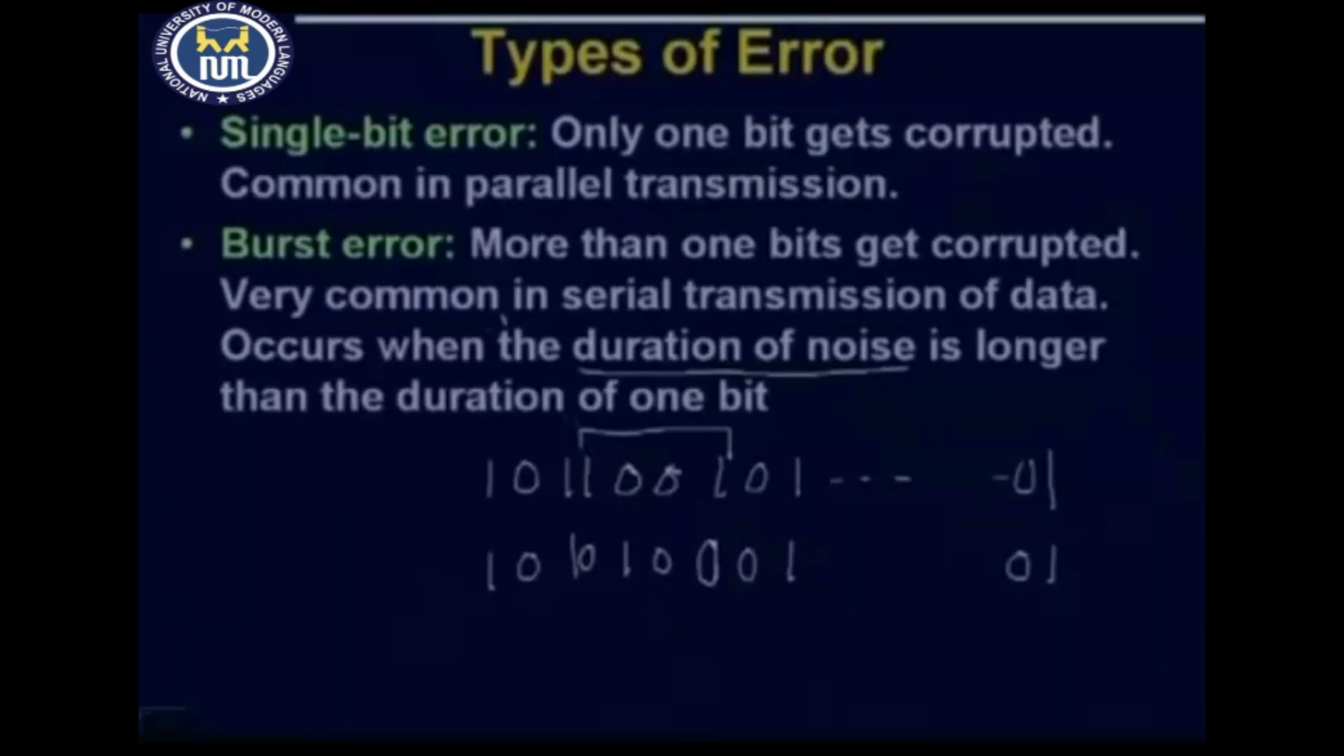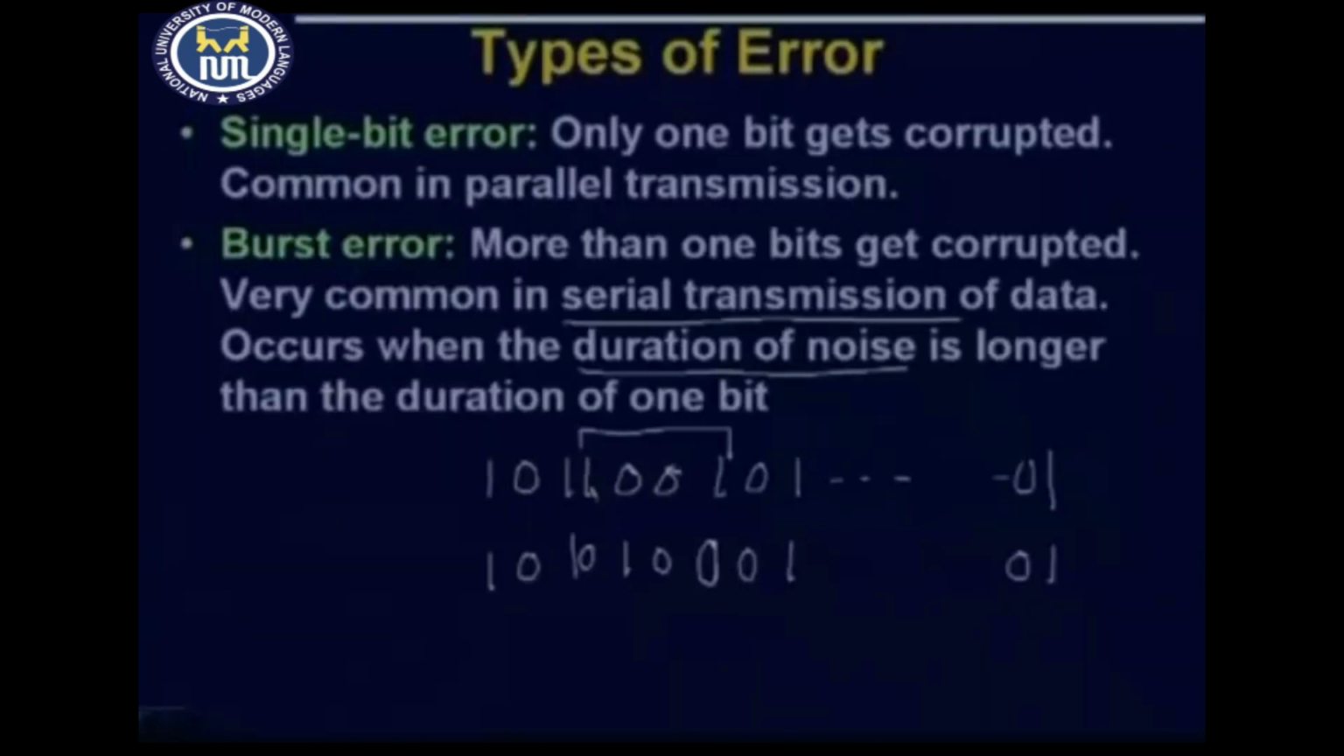This is called multiple bit errors, and we call it burst errors because there's a bursty noise responsible for this type of errors. And this is common in serial transmission. When you are transmitting serially, the transmission line may be exposed to fluctuations of electrical equipment, or maybe because of electrical disturbances, maybe possible lightning. For any of these reasons, multiple bits may get corrupted, because the duration of the noise is longer than the duration of one bit.